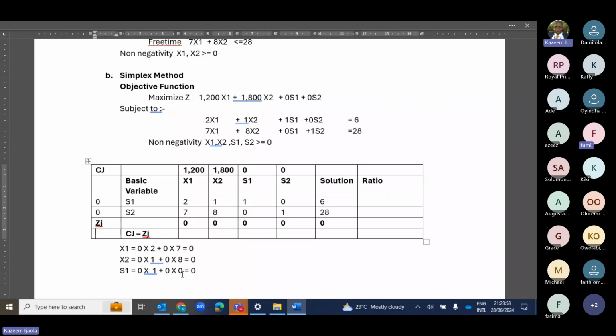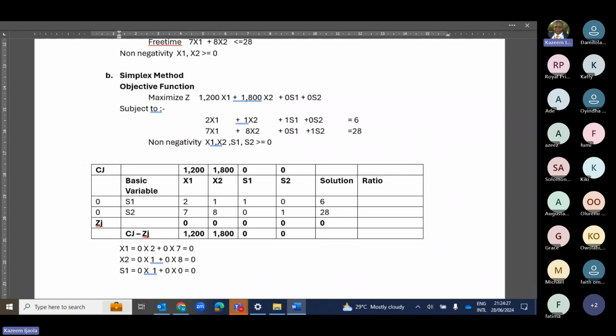Now, the next thing is your Cj minus Zj. The figures you have here are your Cj, and this is your Zj. So Cj minus Zj here is going to be 12 minus 0, 12. Here is going to be 18 minus 0, 18. Here is going to be 0, and here is going to be 0. Okay, so that is basically what you need to do.